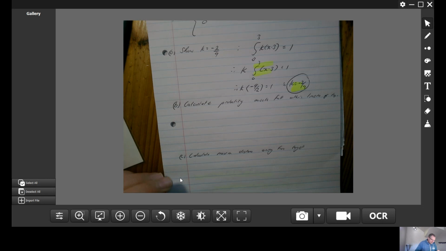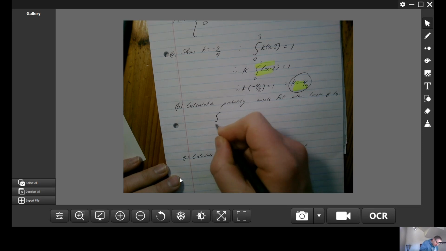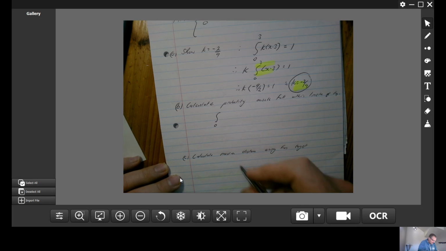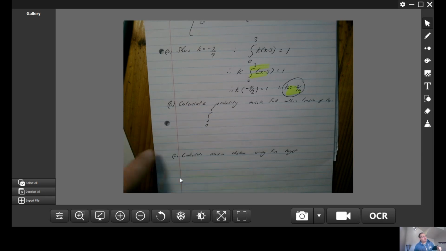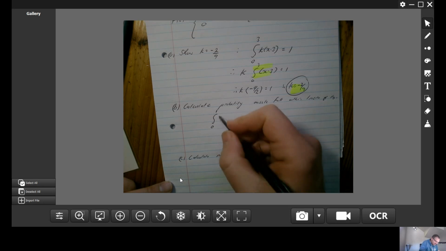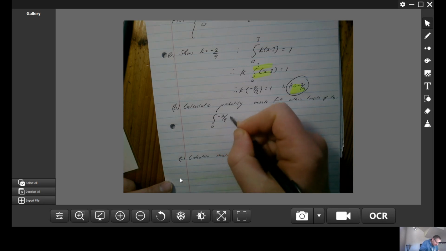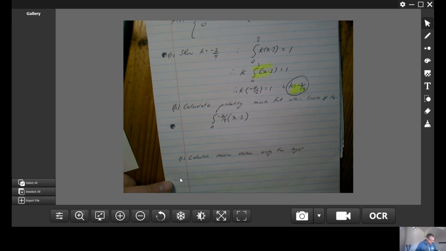Now the next question says, find the probability that the missile will fall within 1 meter of the target. Well, x is the distance the missile misses the target by. So we want to find the probability of the area between 0 and 1, that it falls between 0 and 1, in other words less than 1 away from the target. We know that k is equal to negative 2 over 9, so the function is negative 2 over 9 times x minus 3.